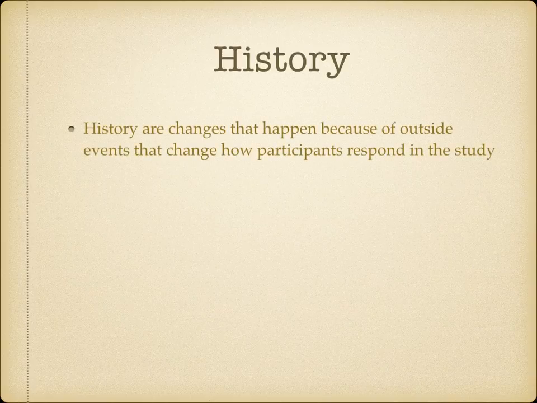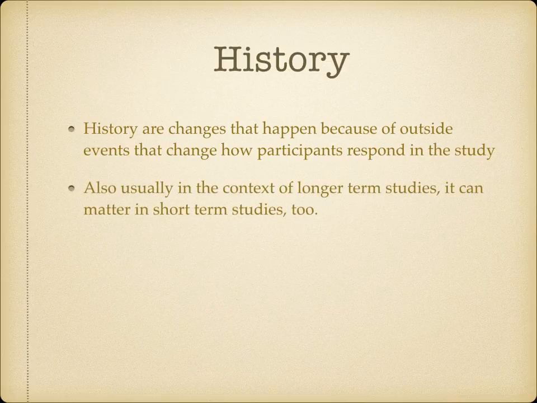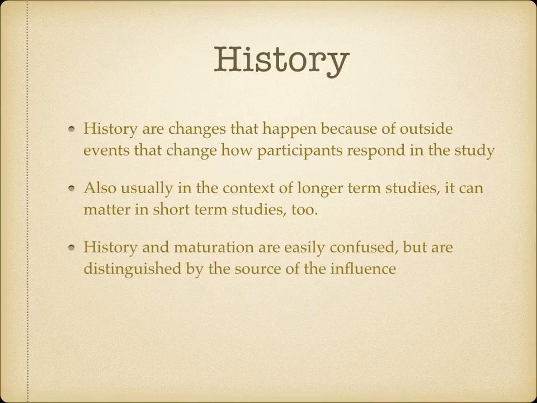History. History are changes that happen because of outside events that change how the participants respond to the study. Usually these are in the context of longer term studies, but it can matter in short term studies as well. And history and maturation are easily confused, but they're distinguished by the source of the influence.